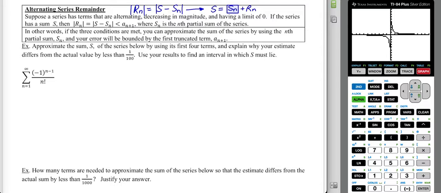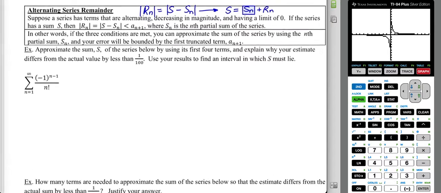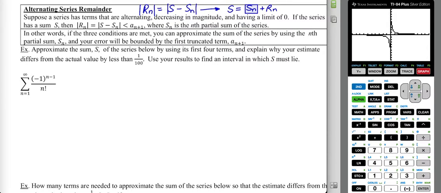The example here says approximate the sum S of the series by using the first 4 terms and explain why your estimate differs from the actual value by less than 1/100th. And then we'll get to the interval part of it. That's a separate idea. So if we expand this out, we could use the calculator to support it, but the numbers aren't that bad. So we'll do it by hand.